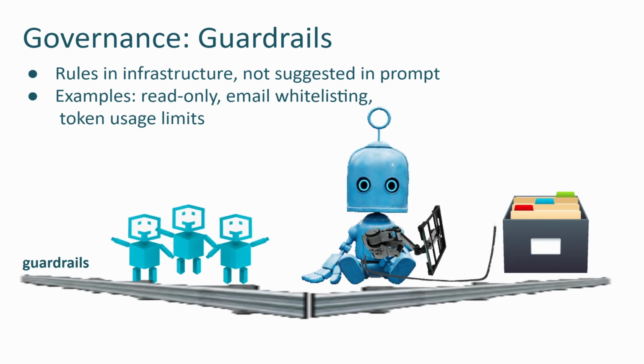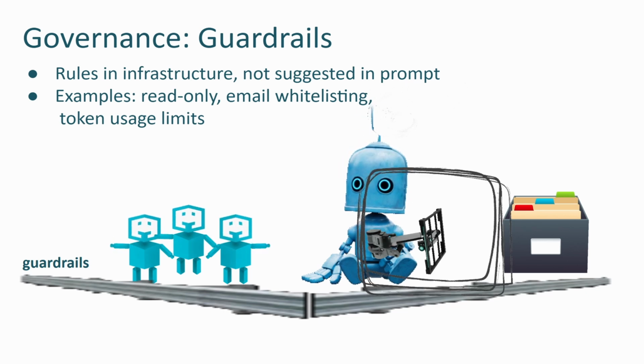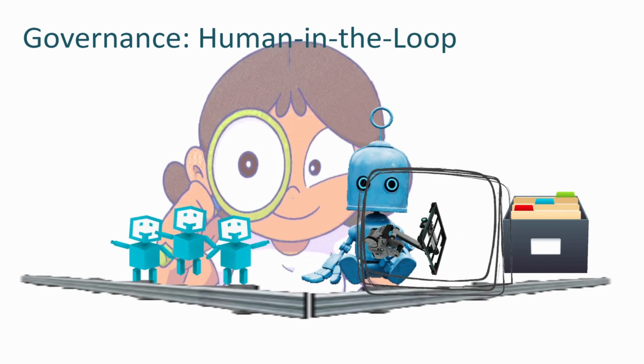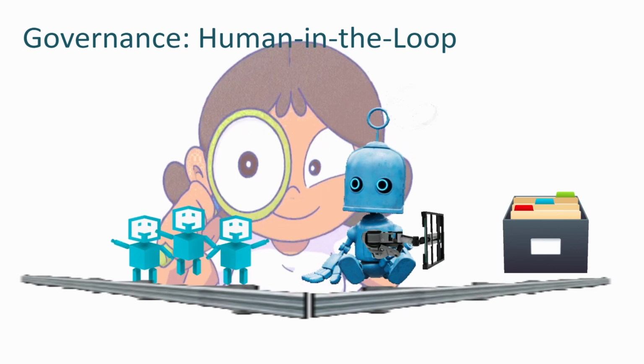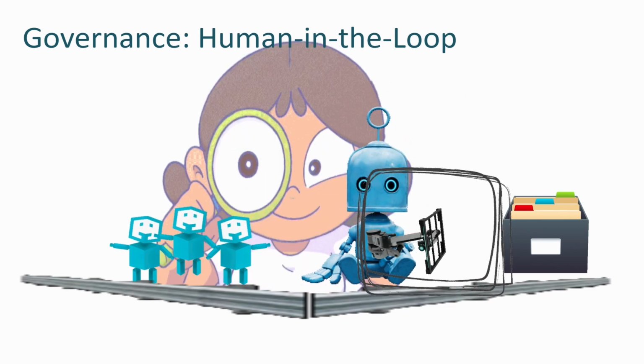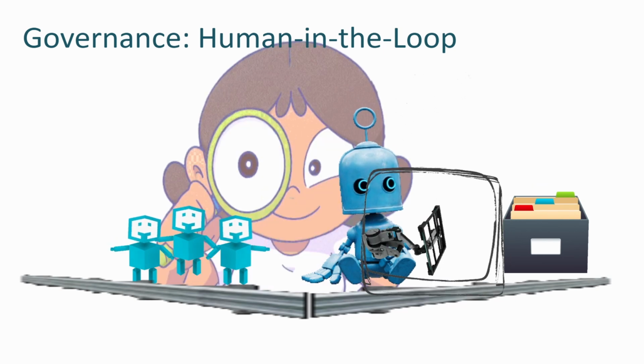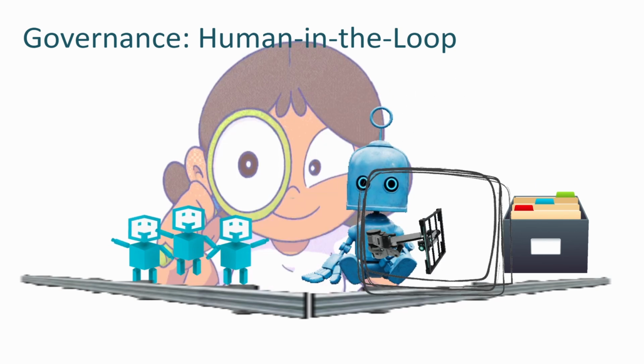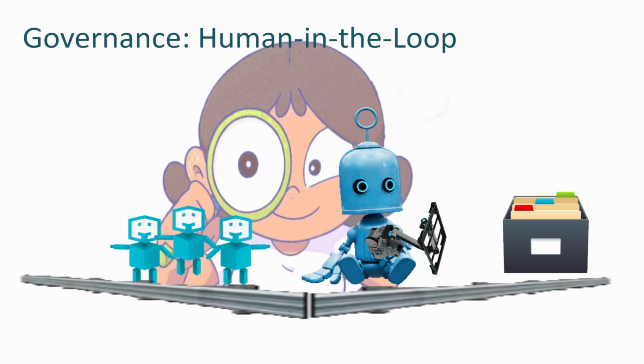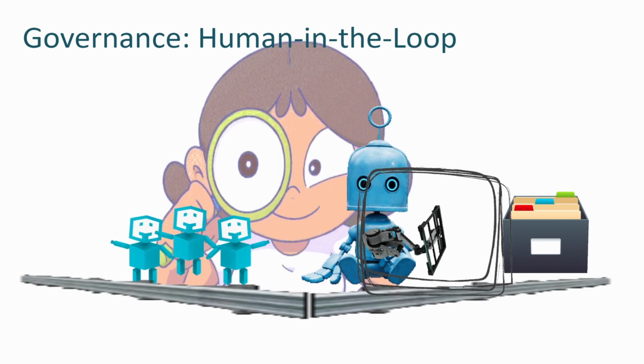But what about gray areas? The decisions we cannot predefine. That's where human in the loop comes in. When Fred tries to make a high-stakes or ambiguous tool call like deleting a database, the harness flags the action for a human. The human can approve, edit, or reject it before anything happens.